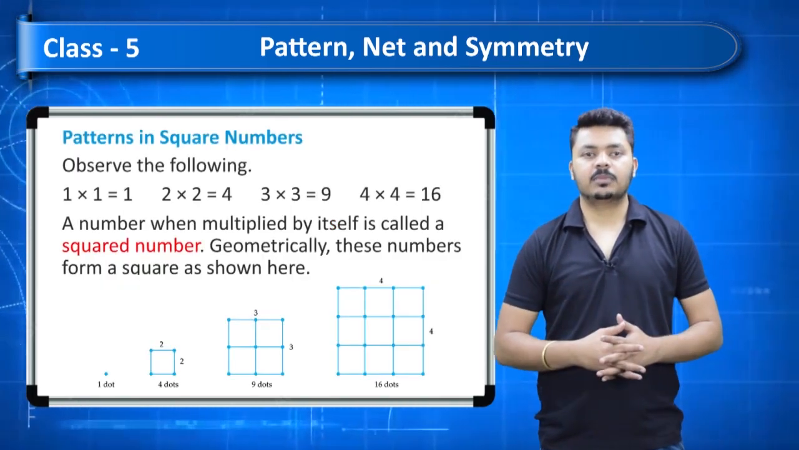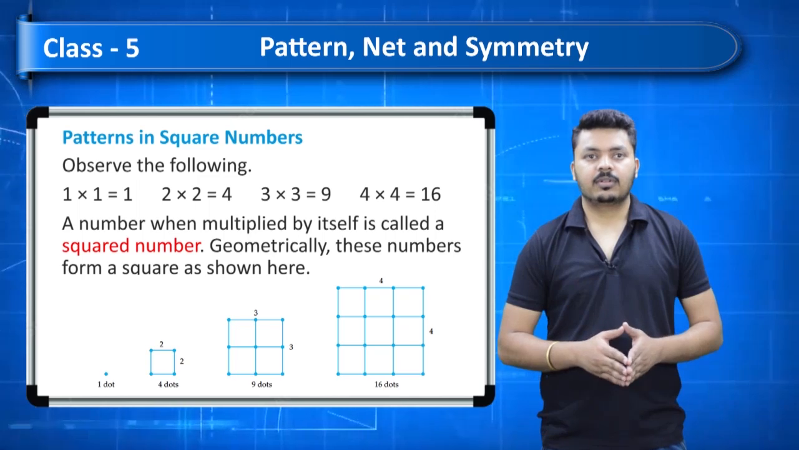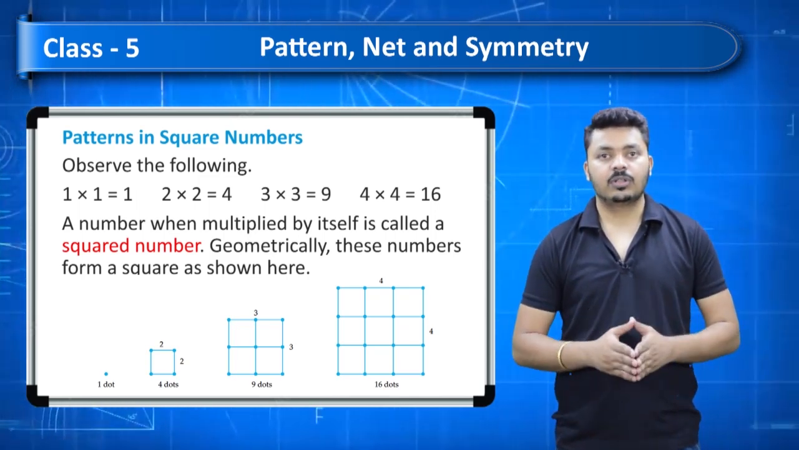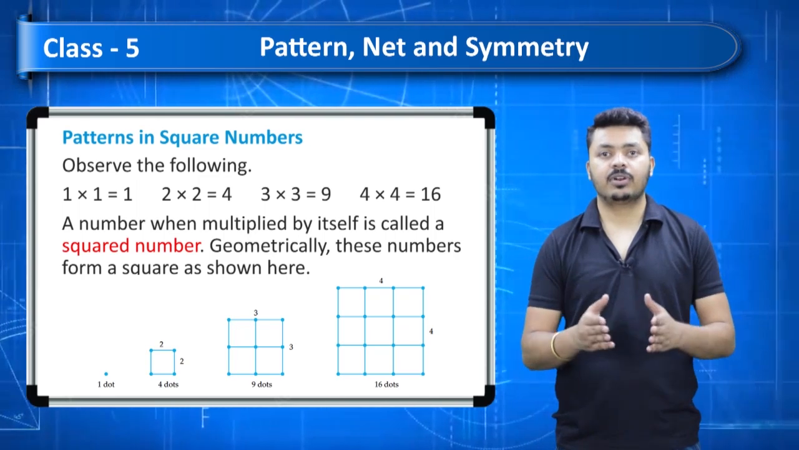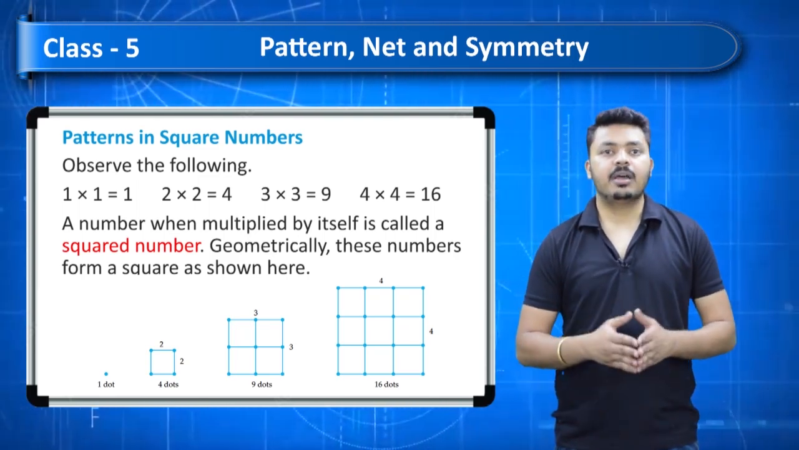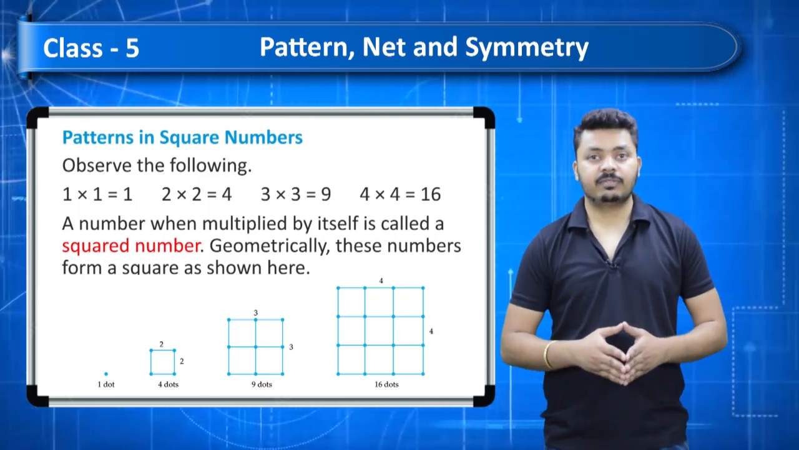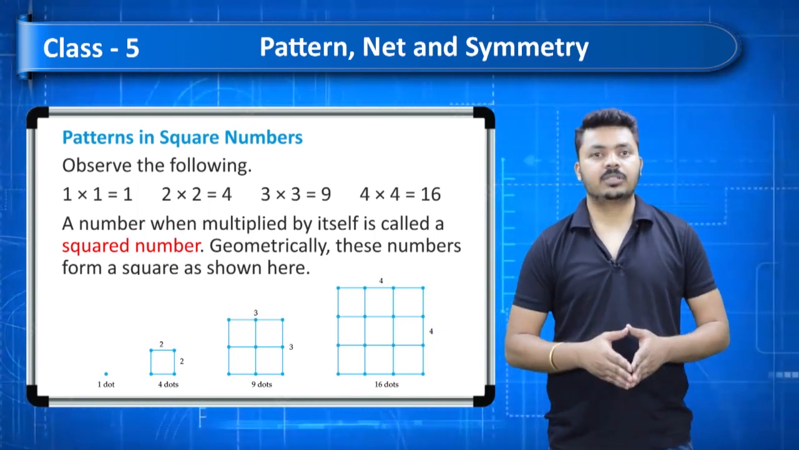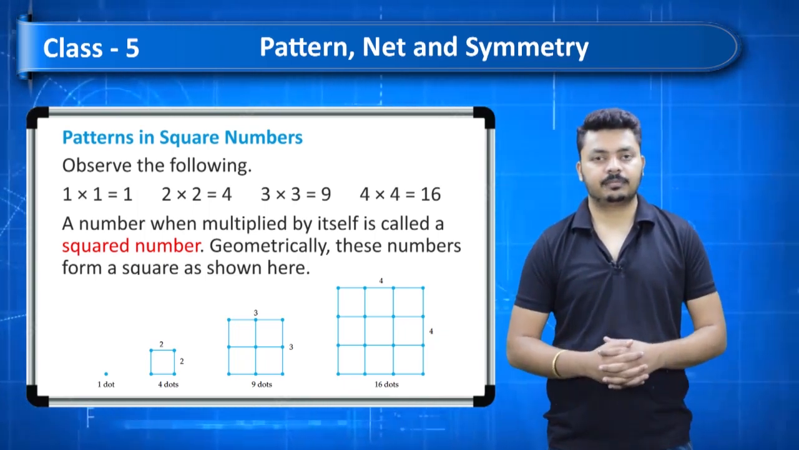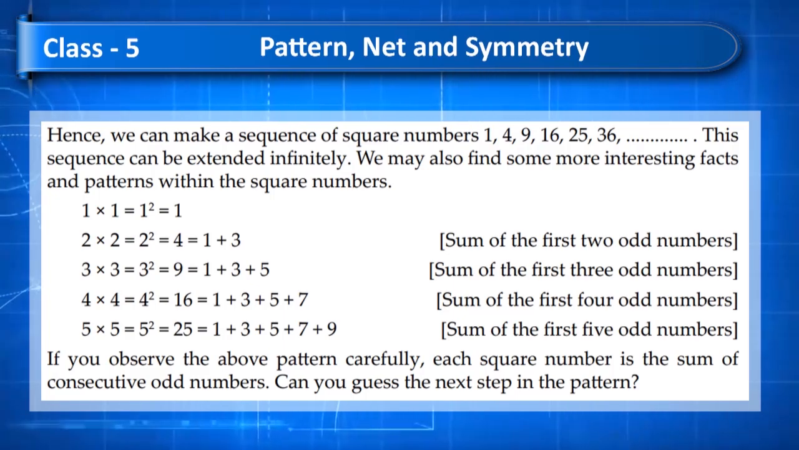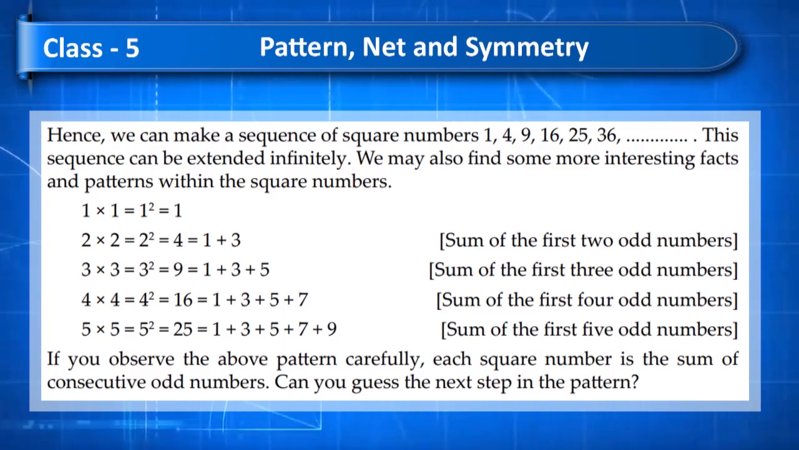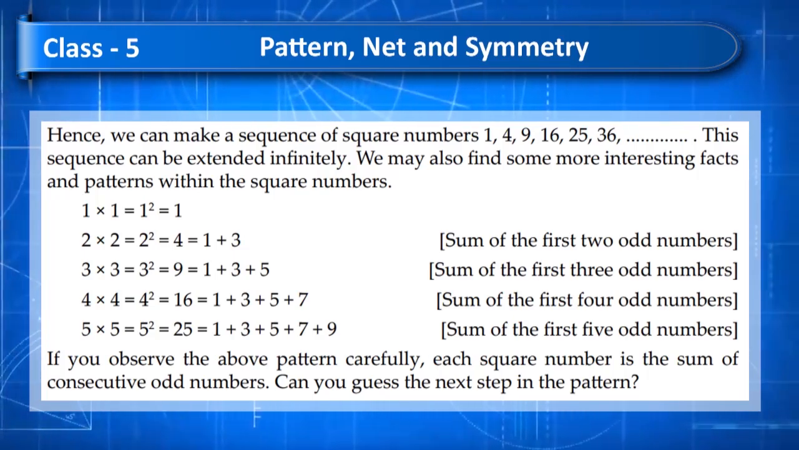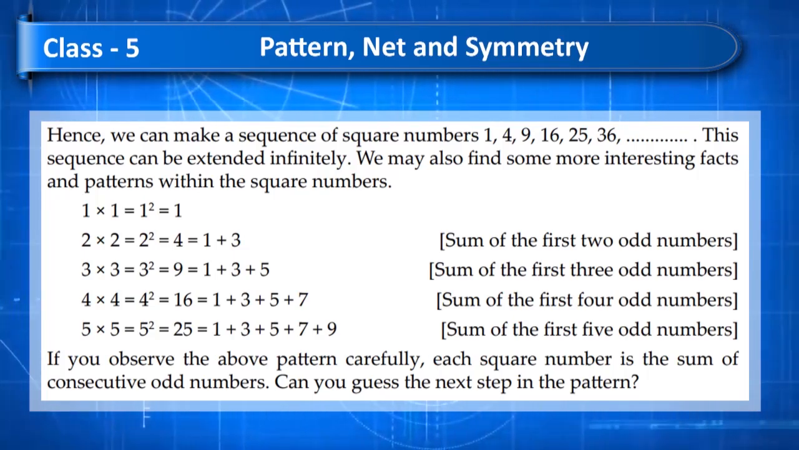Patterns in square numbers. Observe the following: 1 into 1 equals 1, 2 into 2 equals 4, 3 into 3 equals 9, 4 into 4 equals 16. A number when multiplied by itself is called a square number. Geometrically, these numbers form a square as shown here. Hence, we can make a sequence of square numbers: 1, 4, 9, 16, 25, 36 and so on. This sequence can be extended infinitely.